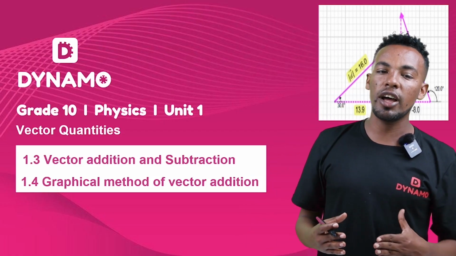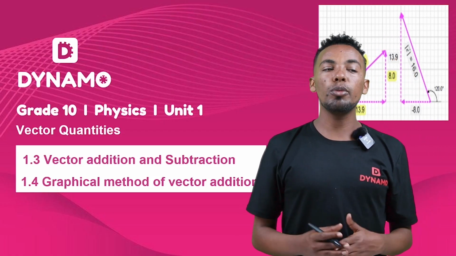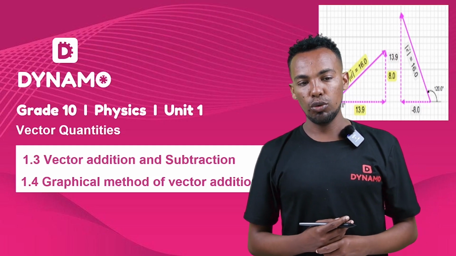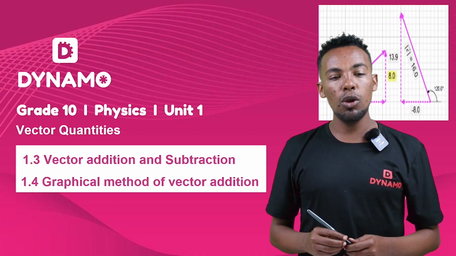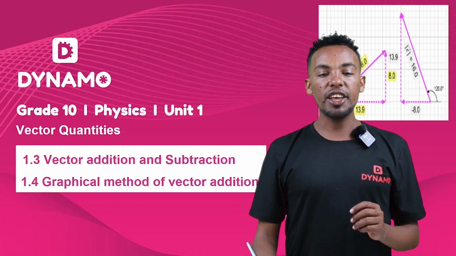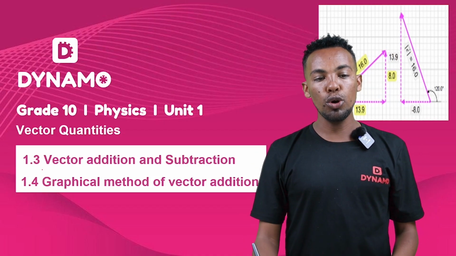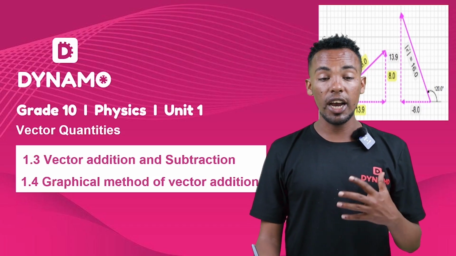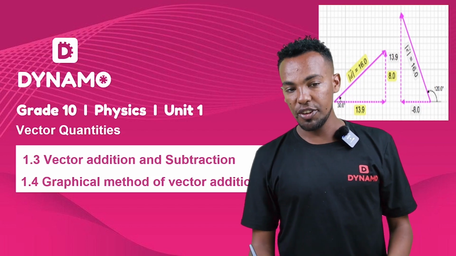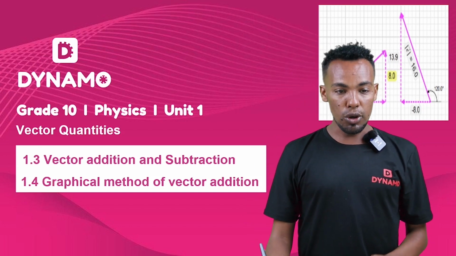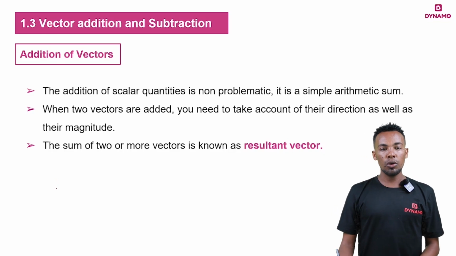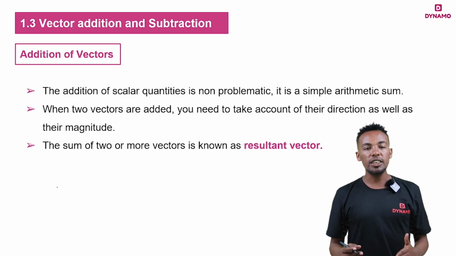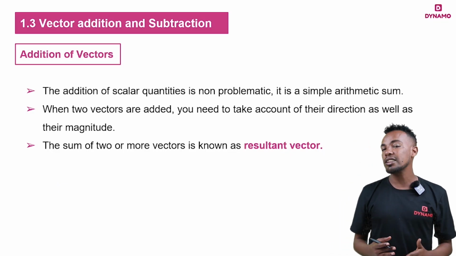We discussed vector quantity, scalar quantity, and how we can represent a vector quantity. Today we will look at vector addition and subtraction, and also 1.4, the graphical method of vector addition, how we can add by using a graphical method. So when we start our today's lesson, vector addition and subtraction, how we can add vectors and also how we can subtract vectors.